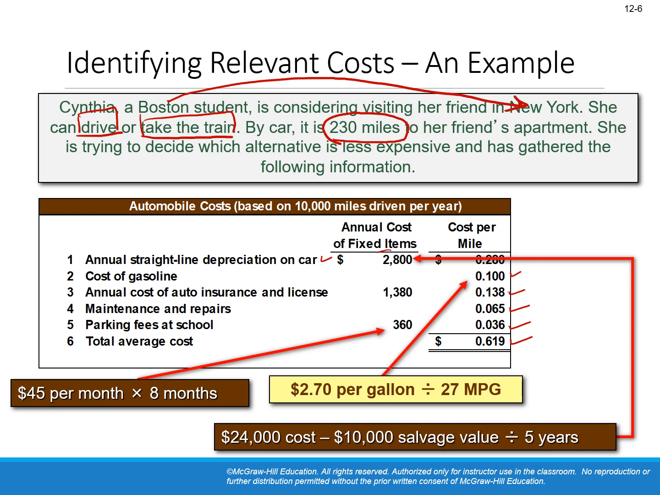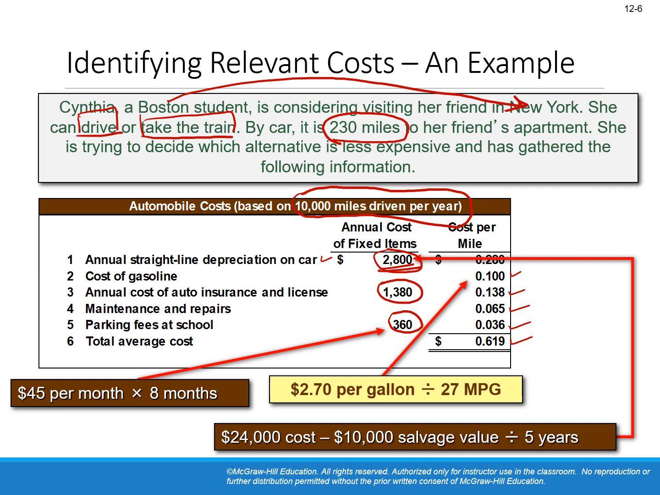Remember that some of them are based on an annual basis, but we are dividing them by the number of miles, based on 10,000 miles driven per year. So on average, Cynthia drives 10,000 miles per year. So we are dividing the numbers by 10,000 to get it per mile. So 360 divided by 10,000 is $0.036 on average per mile, and so on and so forth.